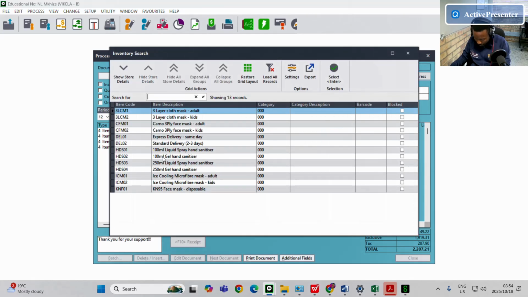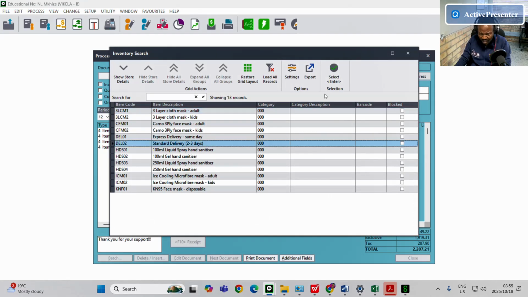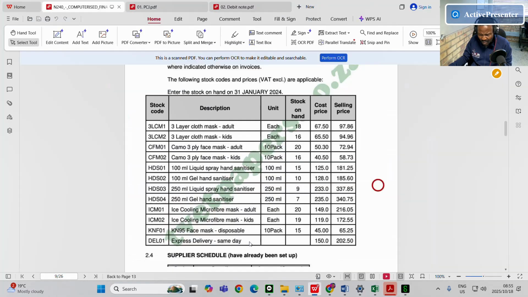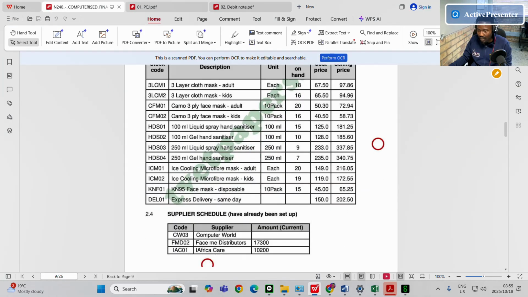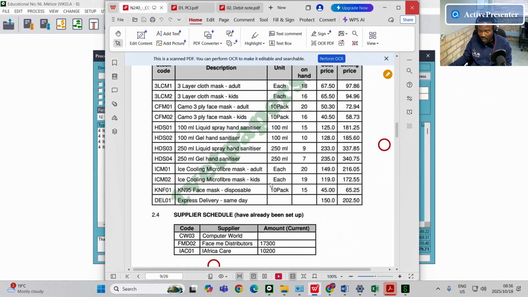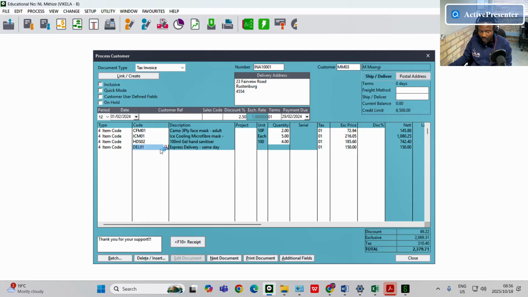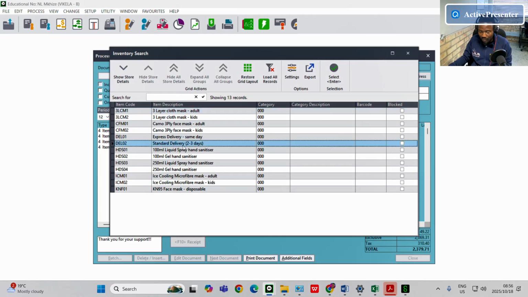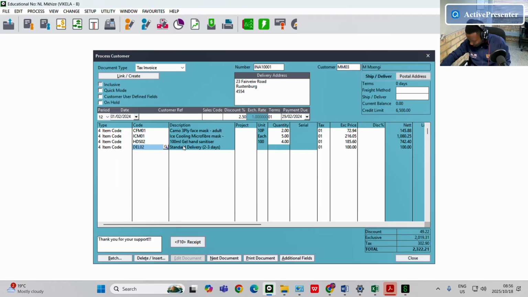Then it's delivery, standard delivery. Here is delivery. This is a same day delivery. And then, yeah, I think I need to choose the 2 to 3 days, not the same day delivery. Probably this is the standard. Right. Then it said for message for credit customers, new products arriving on 1 March 2024.